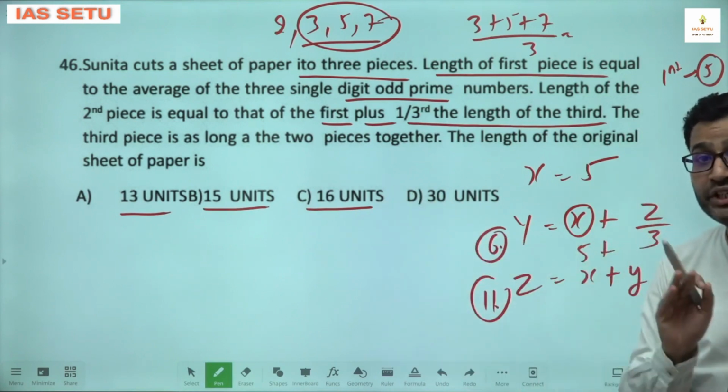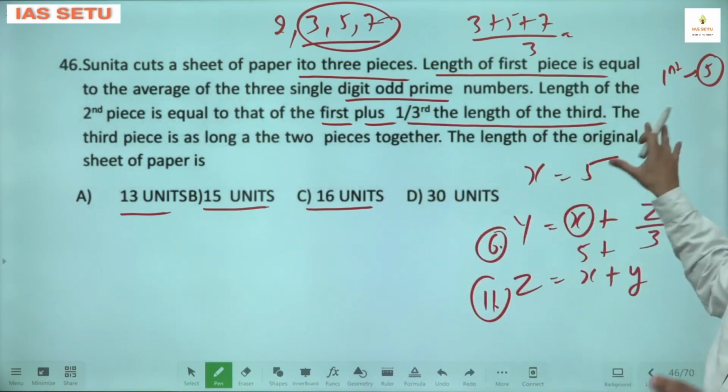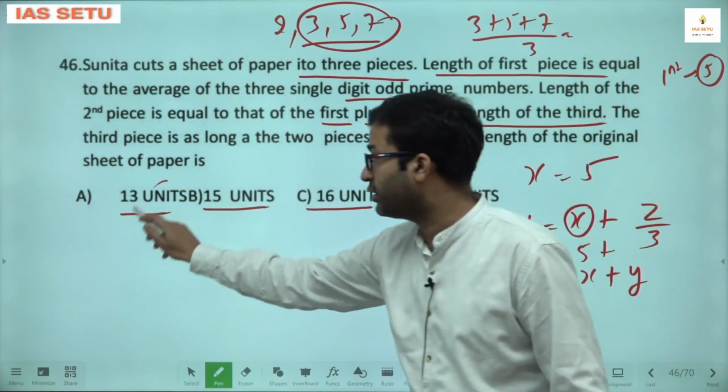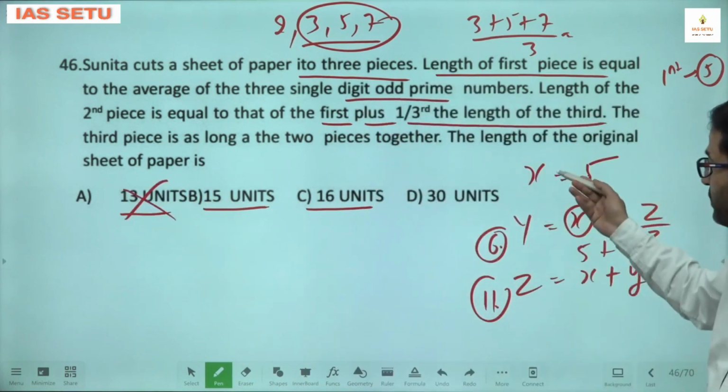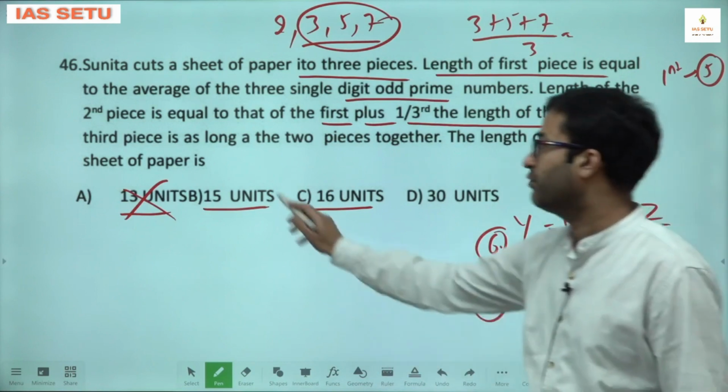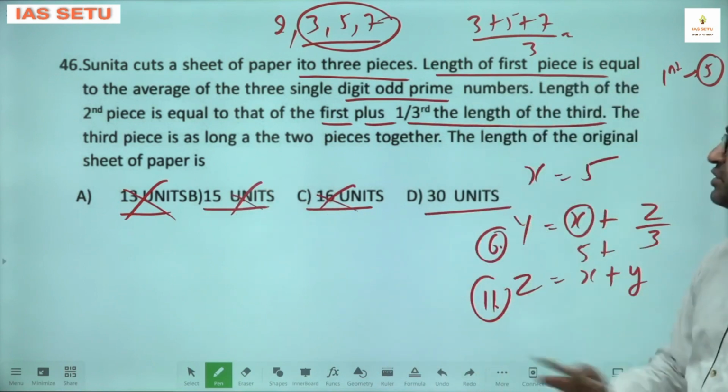This means the length of the original sheet has to be 22 or more than that. 13 is not possible. If all 3 pieces are 5, 5, 5, then also it is not possible. 15, 16 are not possible, so the answer is 30 unit.